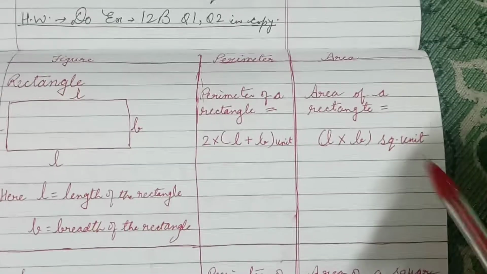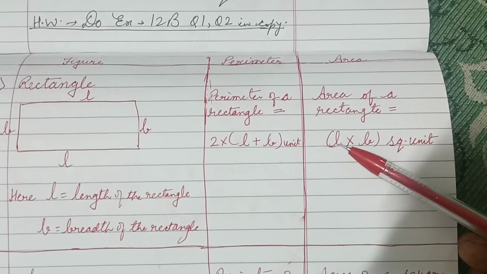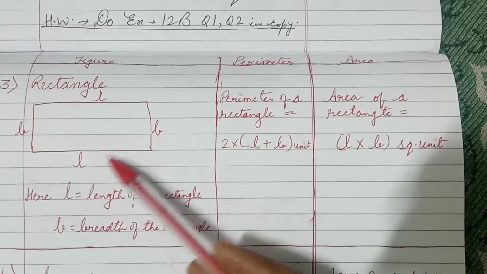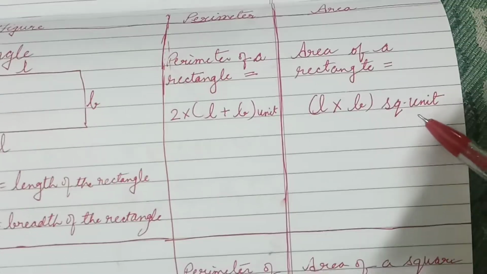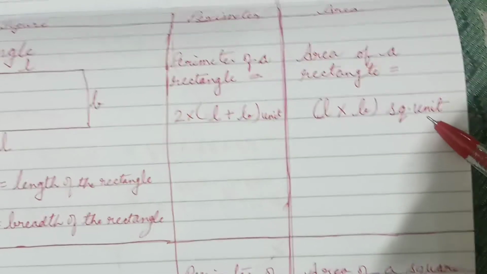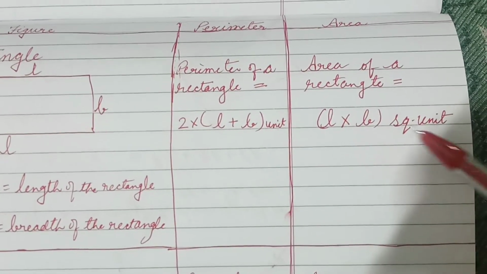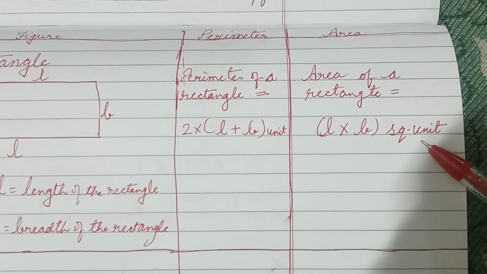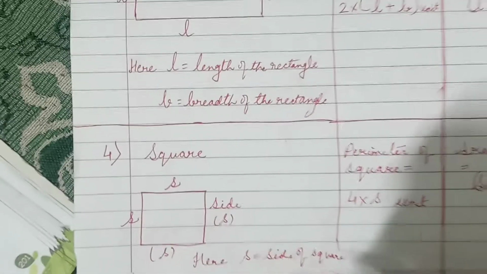Now children, when you have to find the area of the same rectangle, then the formula will be length into breadth. You have to multiply length and breadth. And the answer will come in square unit. Unit will be square unit. Suppose the length and breadth are given in centimeter, then the answer will be square centimeter. I hope you remember.